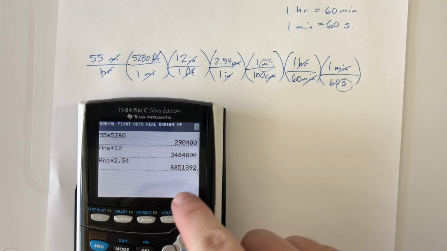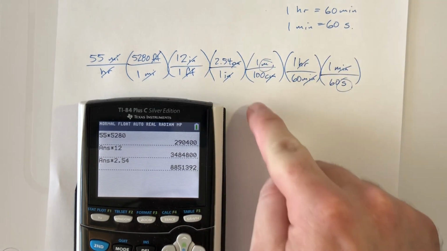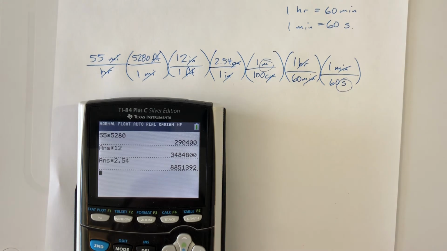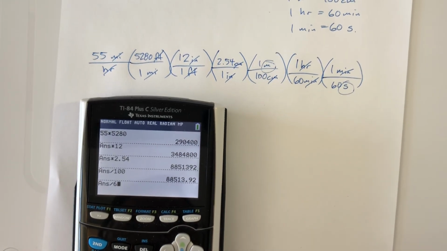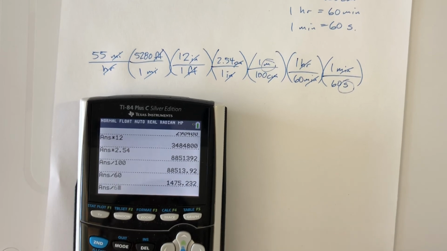We have some stupidly large number, but we're done multiplying all the top stuff. Now we need to divide each of the individual bottom things. So divided by 100, hit equals, divided by 60, hit equals, divided by 60, hit equals. And I got basically 25. It'd round up.